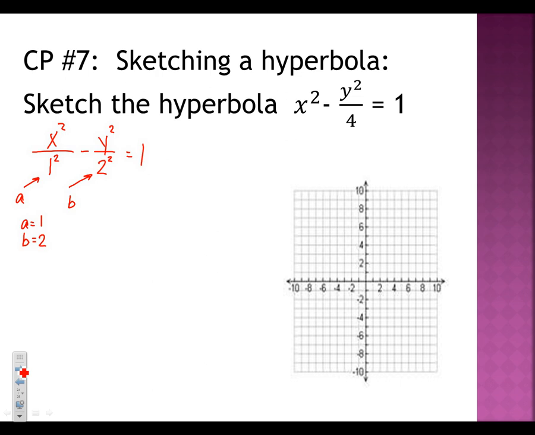All right, so if a is equal to 1 and b is equal to 2, okay, and the x squared comes first and the y squared comes second. This is why I know this is going to be a vertical. Okay, so with the x squared first and the y squared second, this is a horizontal or a vertical transverse.